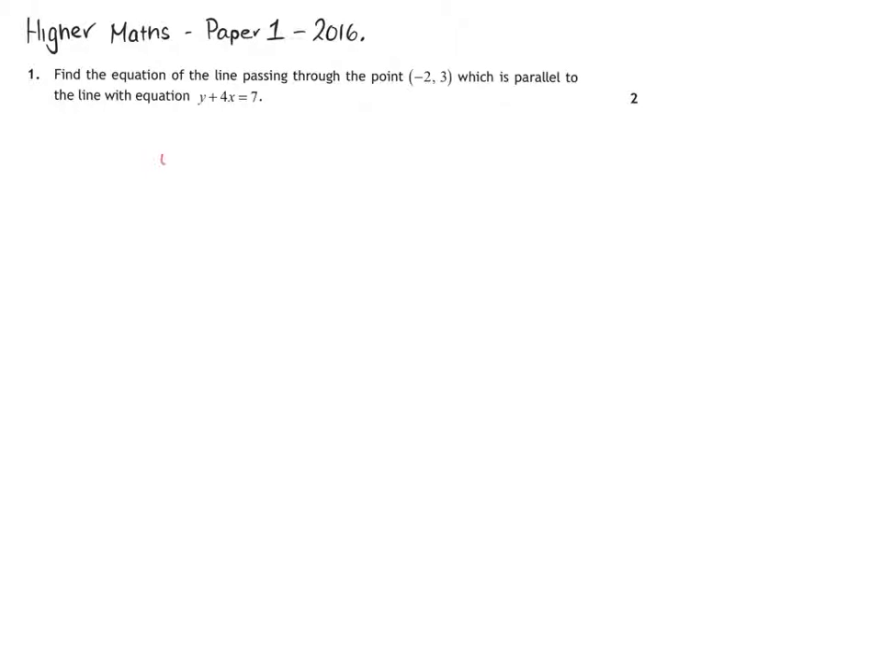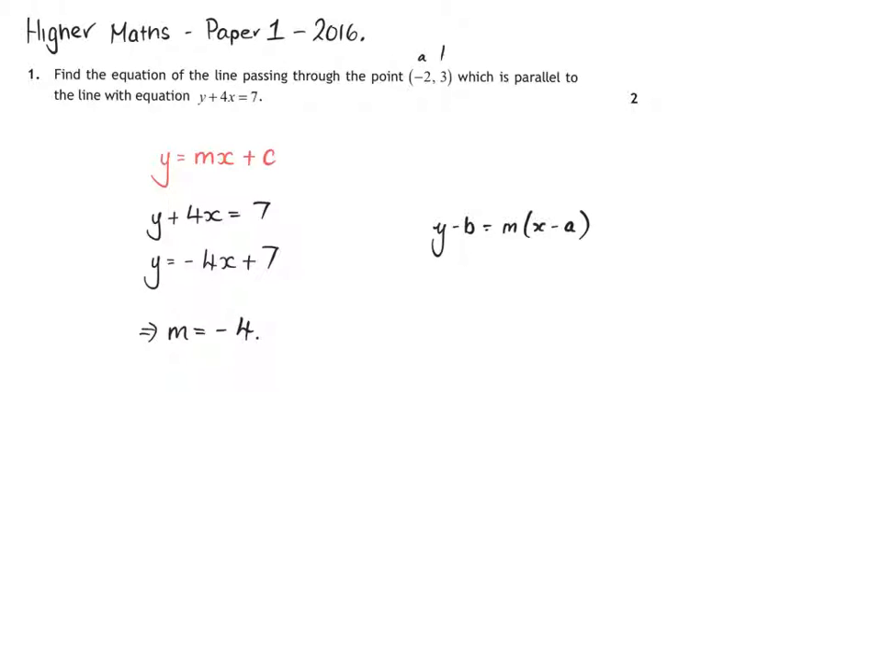Okay, so to be able to find the gradient of something, we need to have it in the form y = mx + c. So we have y + 4x = 7, so we need to rearrange that so we have y = -4x + 7. So therefore our gradient m is equal to -4. So we use the equation y - b = m(x - a), which we learnt at National 5. So this is our a and that's our b.